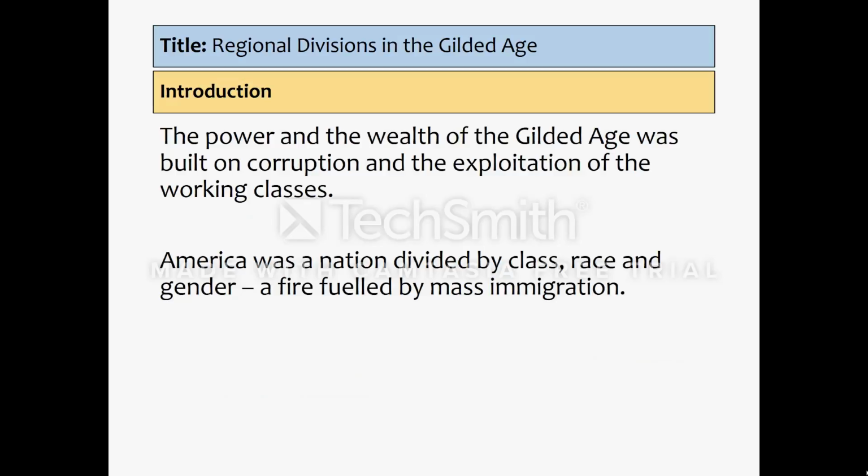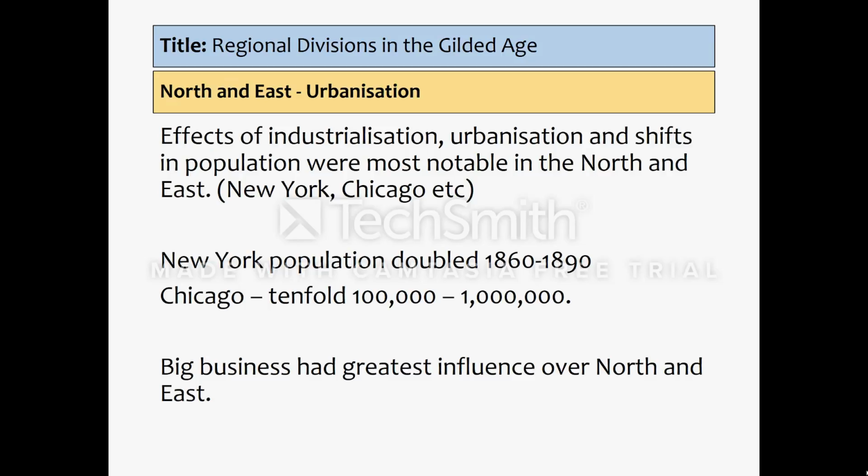The power and the wealth of the Gilded Age was built on corruption and the exploitation of working classes. America was a nation divided by class, race and gender, a fire fueled by mass immigration. We're going to decide how far we agree with this statement today. We're going to start with urbanization in the north and the east.